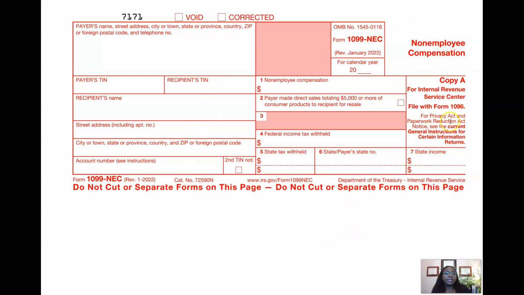There are different copies that have to be filed. Copy A goes to the IRS. Most of you are going to e-file. Paper filing, the IRS really doesn't like receiving these documents via paper. They really urge you to e-file, so you definitely want to do that if you can get that done.